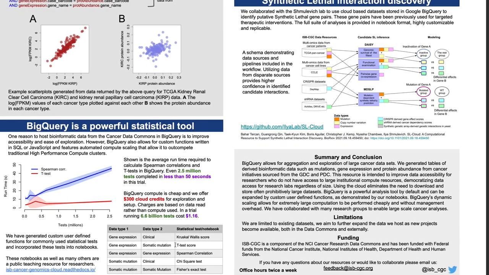So in summary, BigQuery is a powerful analysis tool that can scale analyses to an unprecedented level while also remaining inexpensive. The ISB-CGC, alongside the other cloud resources, hosts a vast amount of standardized cancer data that can be used for research right now. And we have many notebook resources available in our documentation for scientists with a wide range of programming skills, and we are continuing to expand the data available in our ecosystem.